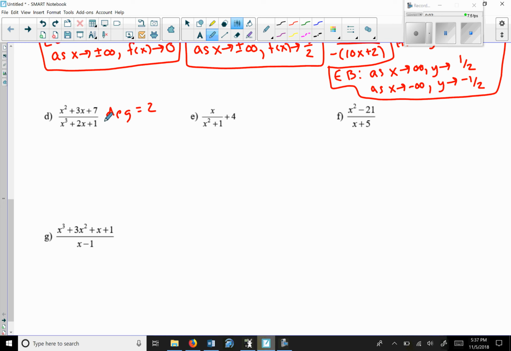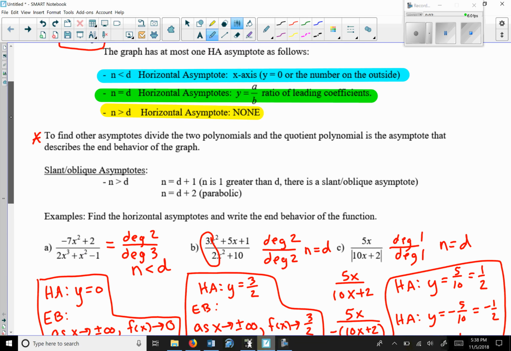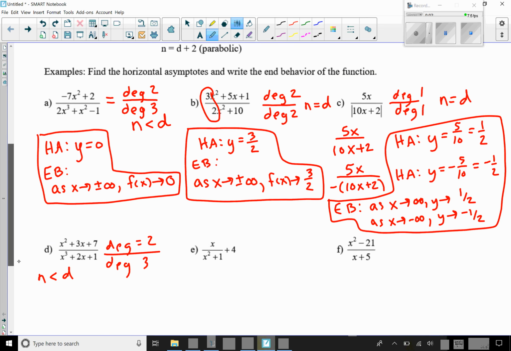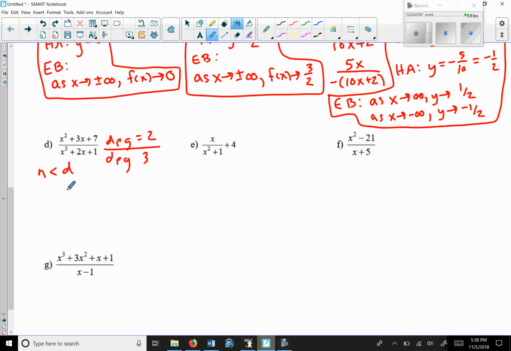So looking at the next one, the degree of the numerator is 2 over degree of 3. And so in this case, the numerator degree is less than the denominator degree, which means, again, we're just looking at the outside value. So in this case, the outside value is just 0, and the numerator degree is less than denominator degree. So we have a horizontal asymptote of y equals 0. And that means that our end behavior is, as x goes to plus or minus infinity, our y values are approaching 0.